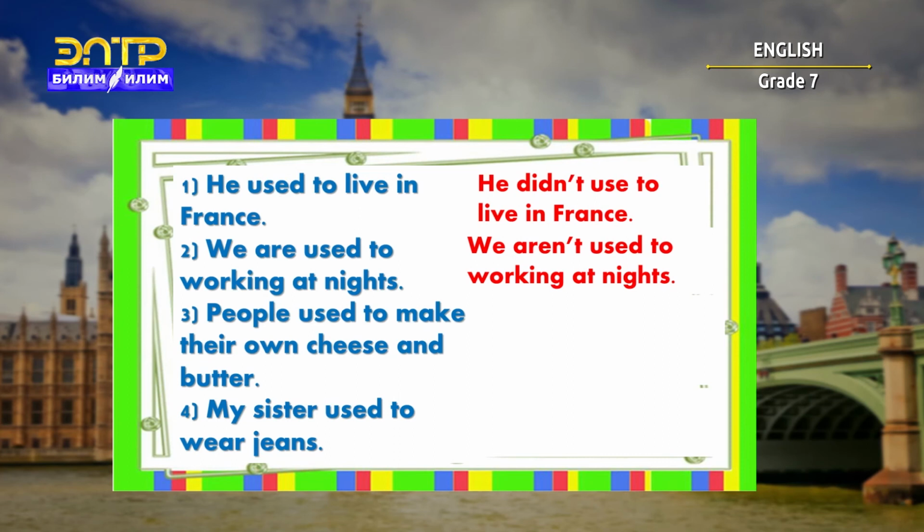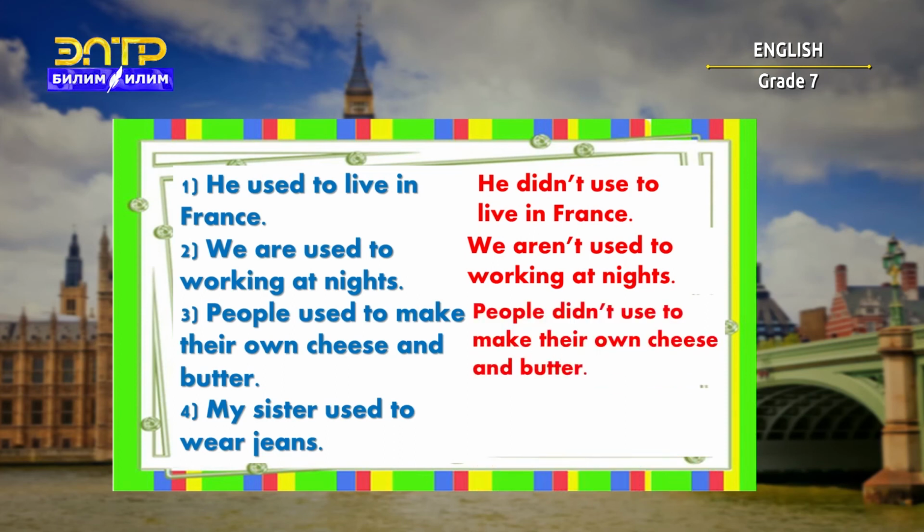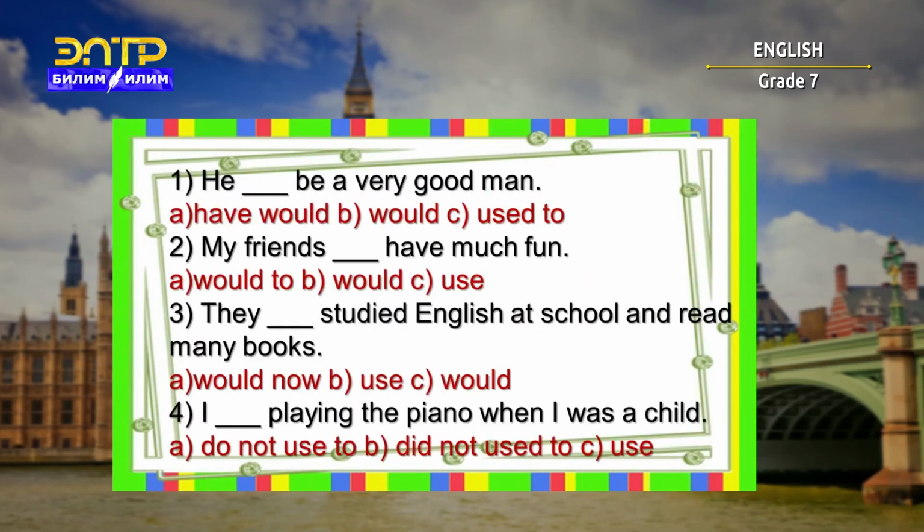And the third one, people used to make their own cheese and butter. And the negative one will be, people didn't used to make their own cheese and butter. And the last one, my sister used to wear jeans. And the negative one will be, my sister didn't used to wear jeans. And in the next task, you have to choose the right answer. I'm also going to give you some time.